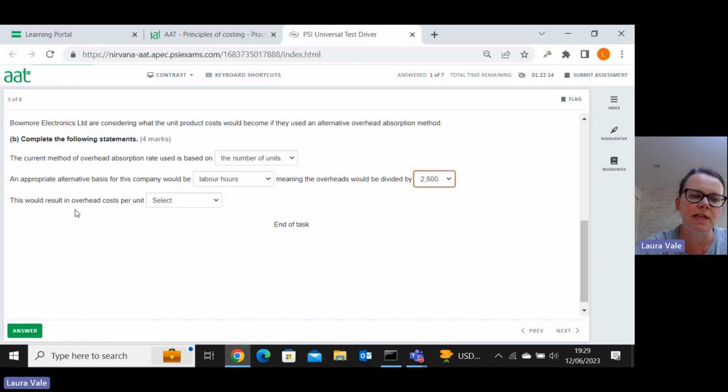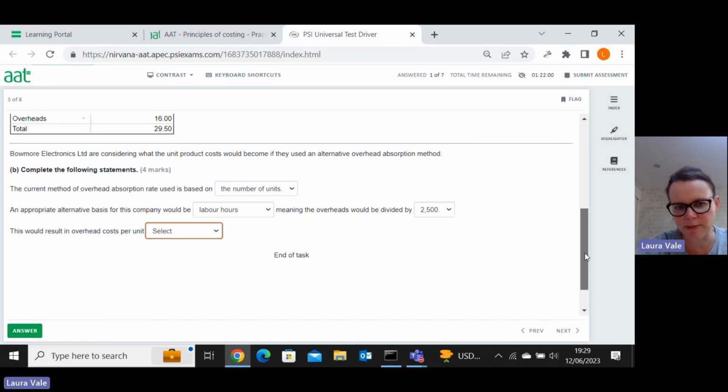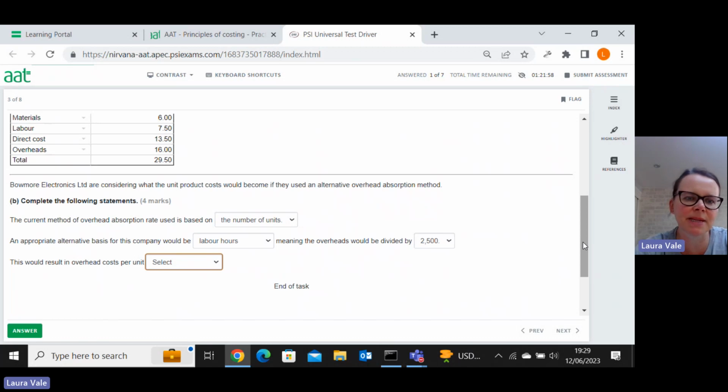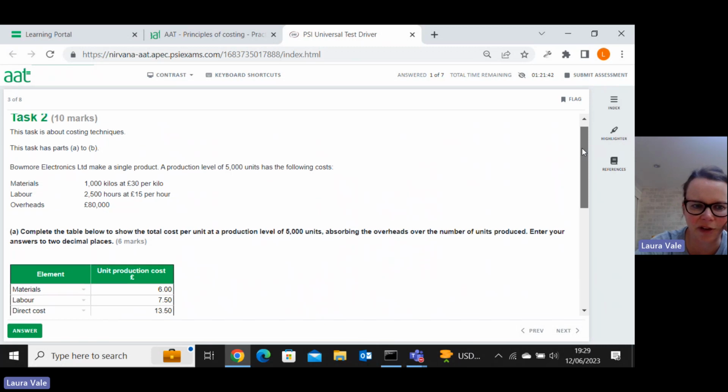Now, this would result in the overhead costs per unit increasing, decreasing, or staying the same. So logic tells me they're going to stay the same, because if my business is only making a single type of product, then ultimately, however we work it out, we're just going to be putting the same amount of overhead in.